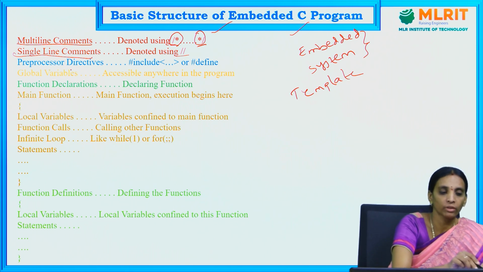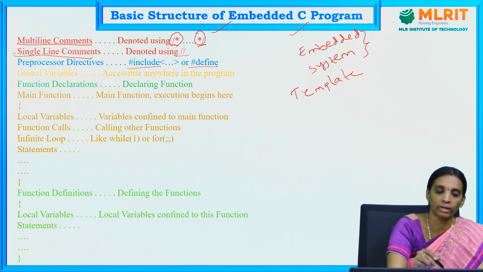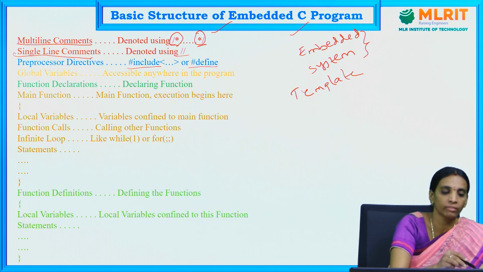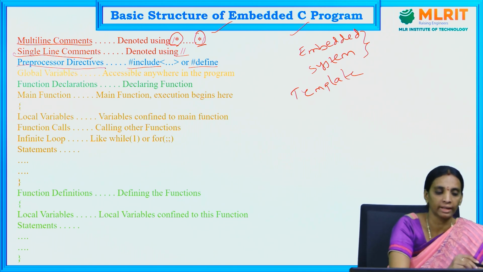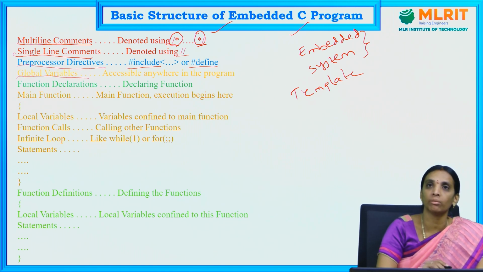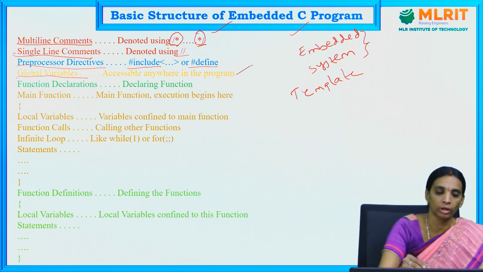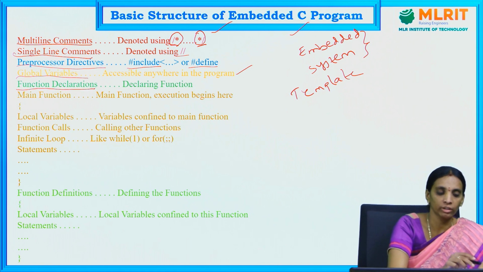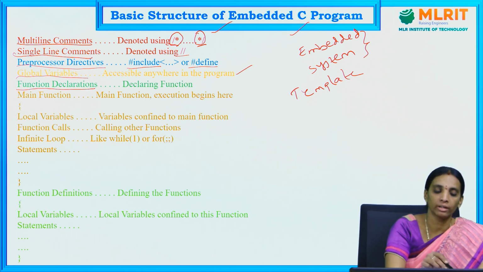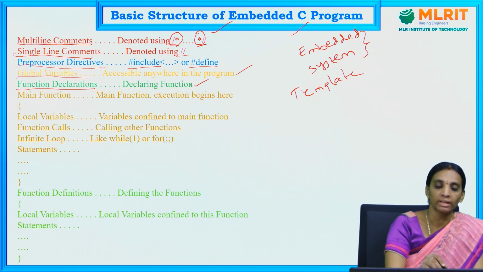The preprocessor directives include hash include or hash define. So hash include, hash define, these are called preprocessor directives. The global variables. Global variables means the variables which are declared in the program should be available and should be used anywhere in the program. The function declarations. Next we need to write the function declarations. So whatever functions are implemented for that entire application should be declared.